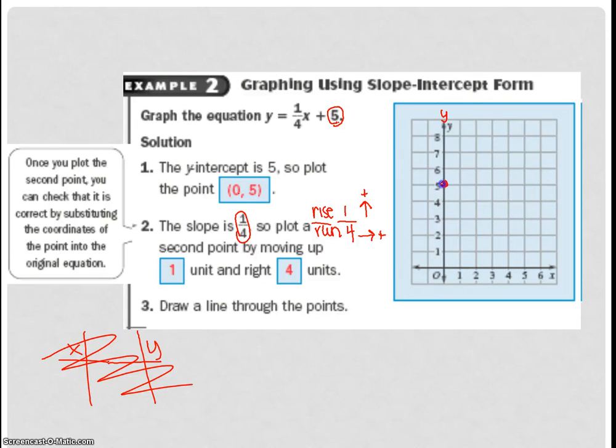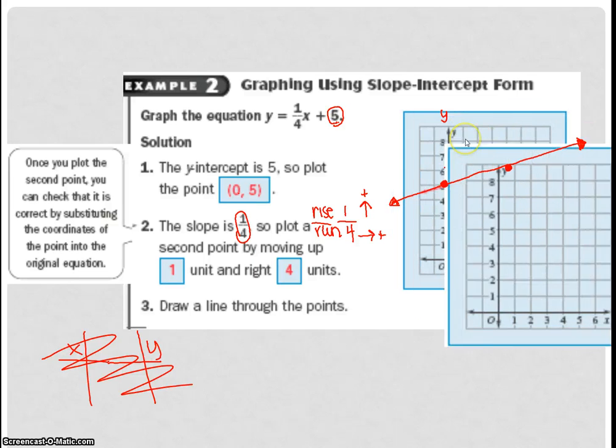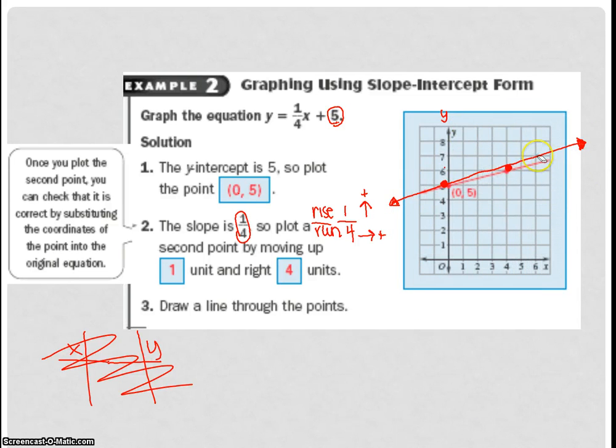So from the 5, you have to start at the 5. Go up 1, then 1, 2, 3, 4. Put a dot. Now you draw a line through the points. Don't just connect them, but go through the points. Use a straight edge, and it should be a nice graph all the way through. And that's all you have to do. There is no more with the chart. You don't have to do that anymore.